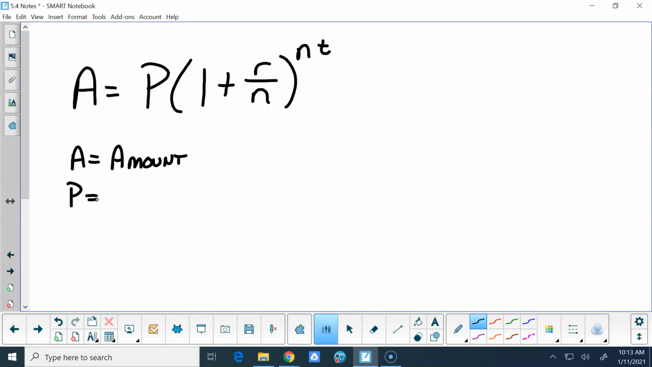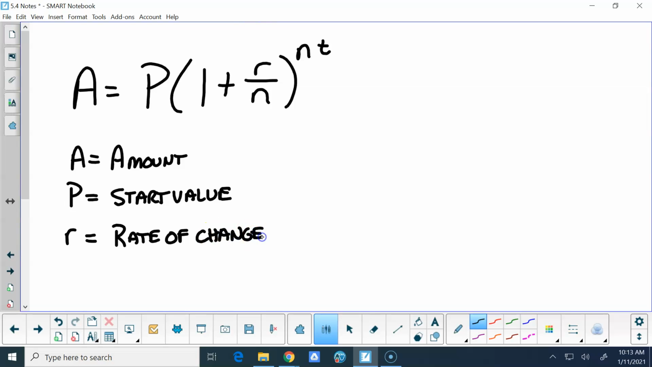P is the principal, that's your starting value. R is your rate of change. Normally, it will be in a percentage form, so you need to convert that percentage to a decimal form in order to apply it in the particular problem. N is the number of times that you compound something.